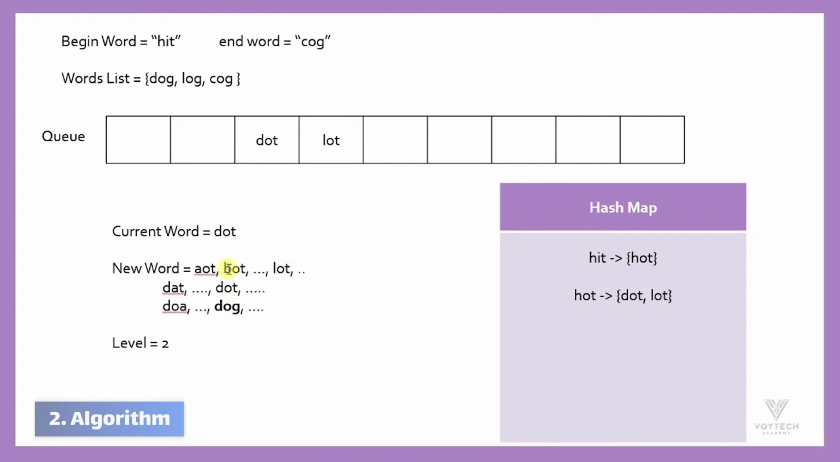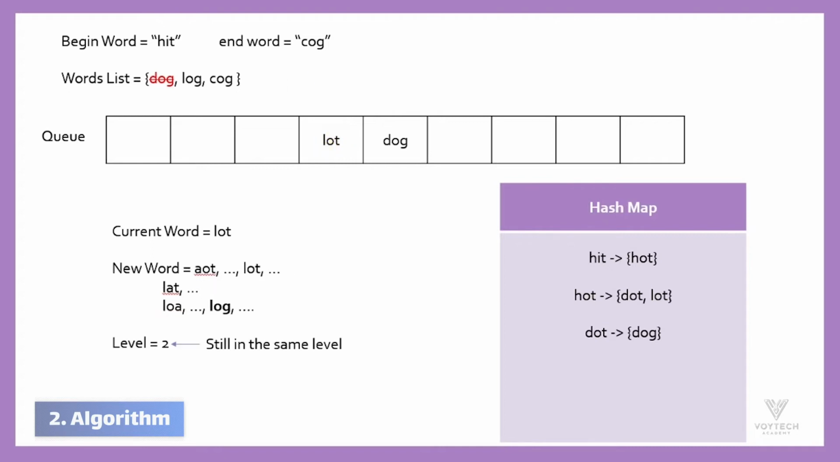We don't find any matching pattern by changing the first letter. By changing the second letter, we don't find any matching pattern either. But if we change the third letter to G, we're going to find dog, which also exists in the words list. So mark it as visited. Pop dot out of the queue and push dog in. We also have to store it here like this. And we're going to mark it as visited. And here we have dog. We're still on level 2, by the way, because we have lot to examine.